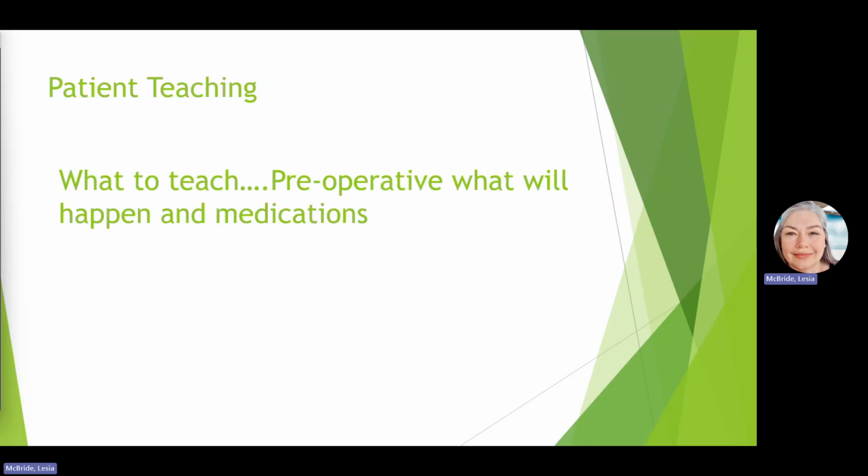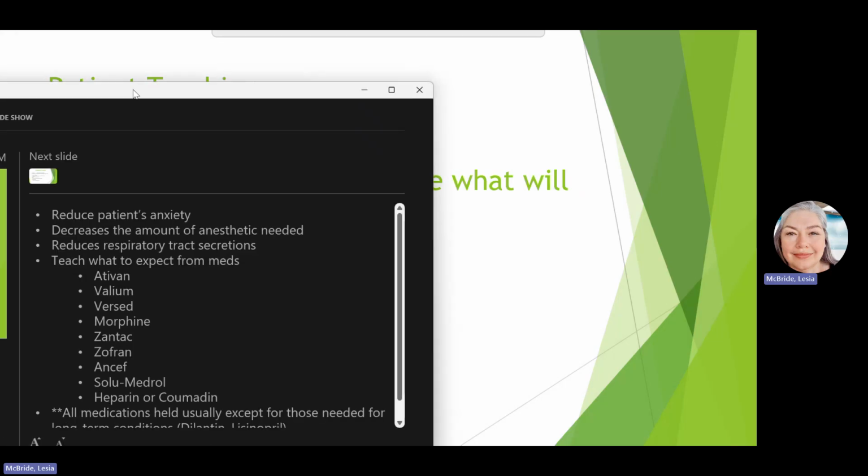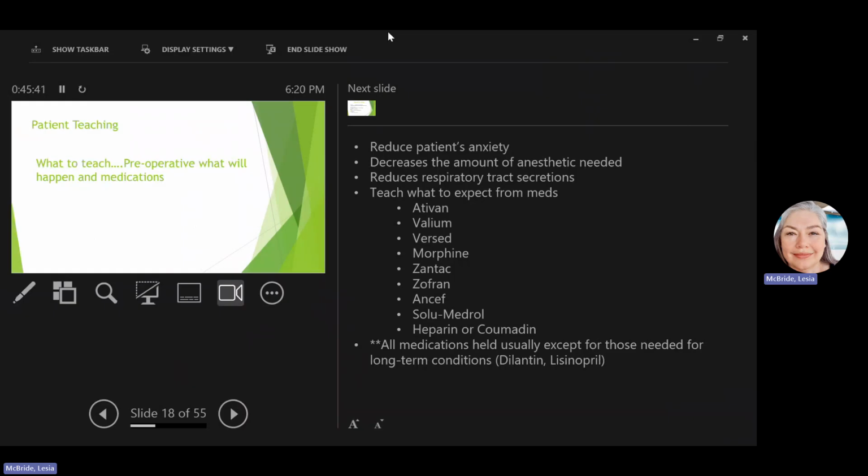Again, we're going to be giving them certain meds. And again, I'm going to pull this over so you can see these because it's a long list. They may need to be taught about Ativan, Valium, Versed, morphine, Zantac, Zofran, Ansef, Solu-Medrol, heparin, or Coumadin as blood thinners. Change Coumadin to warfarin because warfarin is the medication that we call it now.